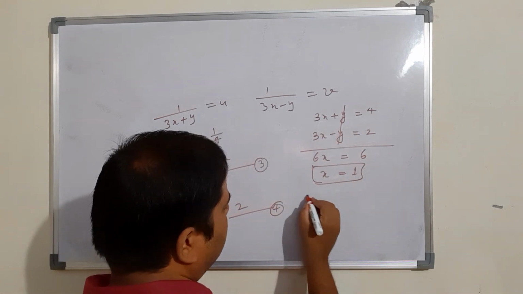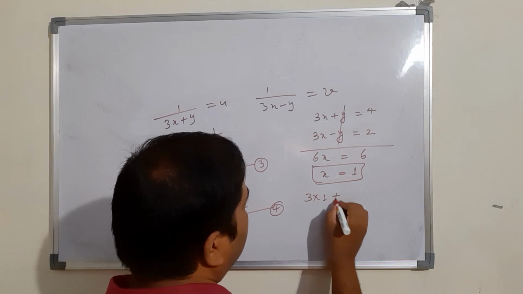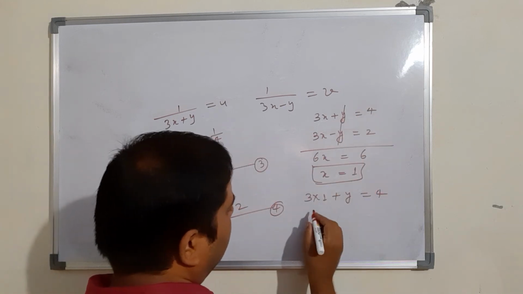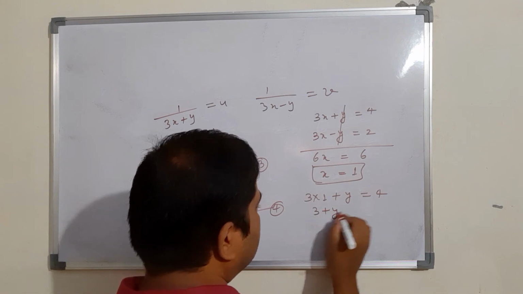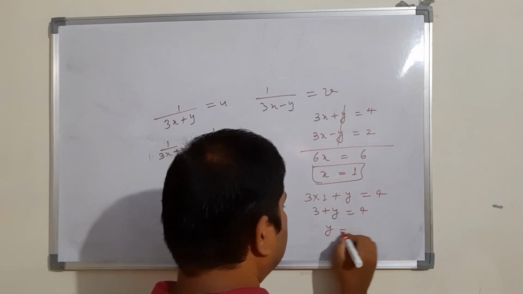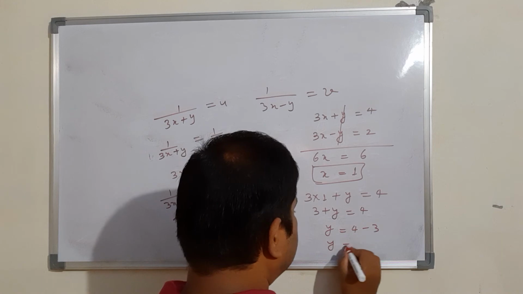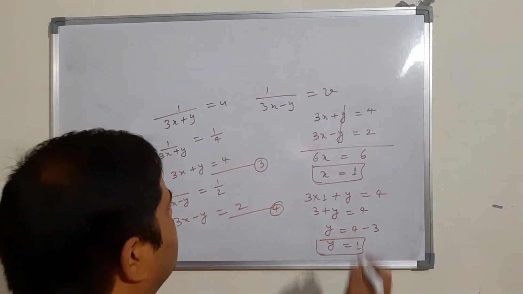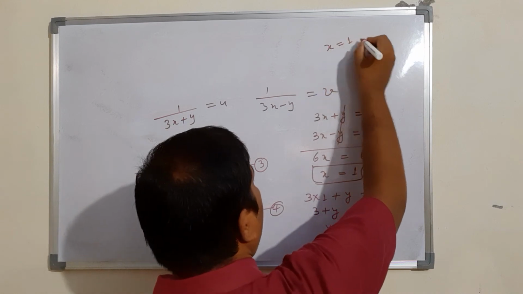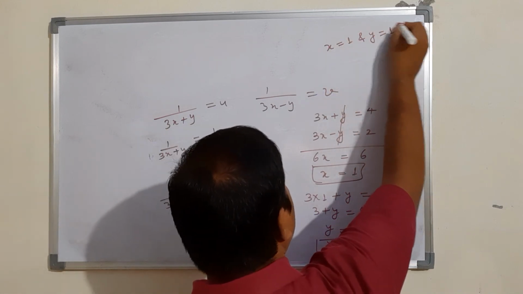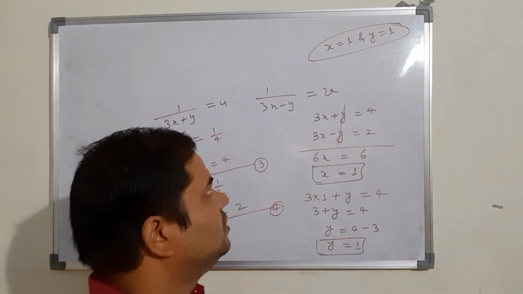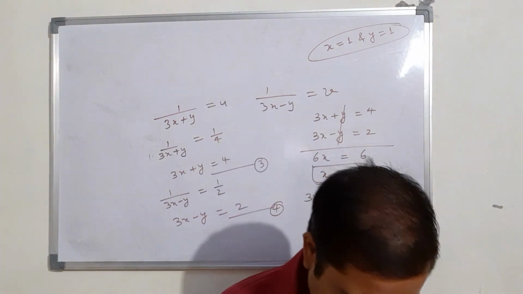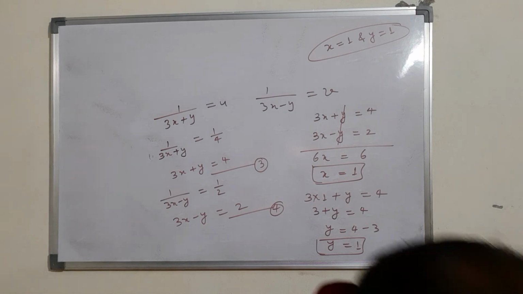Putting this value in any one of the equation, you will get the value of y. So I am just putting in 3. 3 plus y is equal to 4. So y is equal to 4 minus 3. Y is equal to 1. So you will see here the value of x is equal to 1 and y is also equal to 1. So this is the solution of that particular equation. Now we see another question.